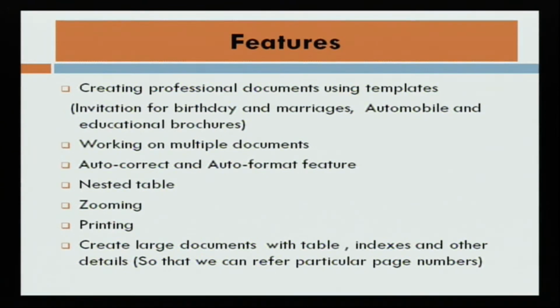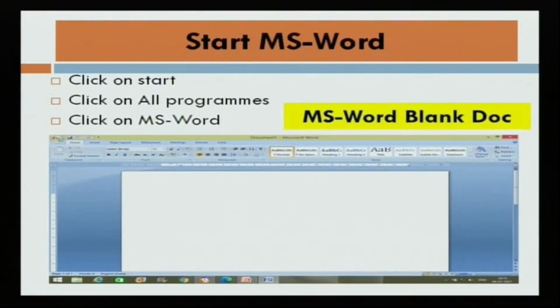Then we can create tables and nested tables. We have the zooming option. We can take a print of the document. We can create a large number of documents with tables, indexes and other details. By keeping an index in the table, we can directly refer to a particular page number. So, this is the first appearance of your Word document.